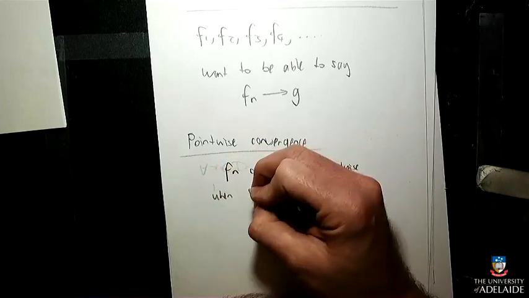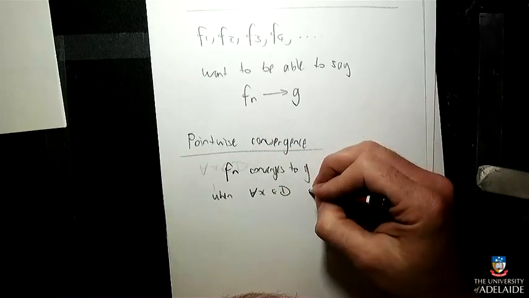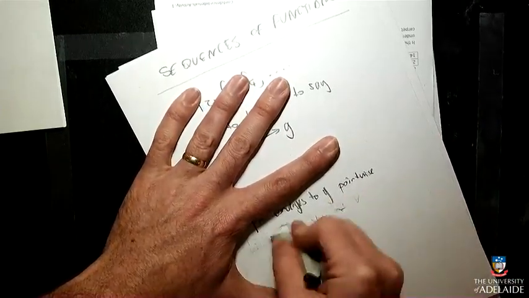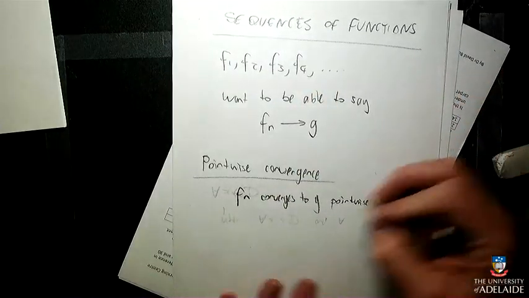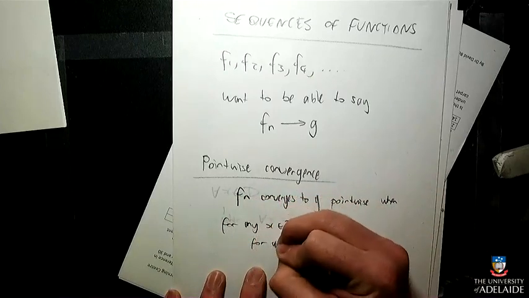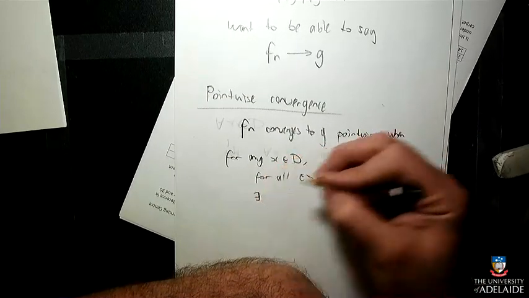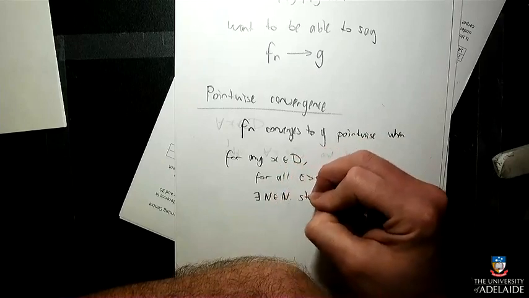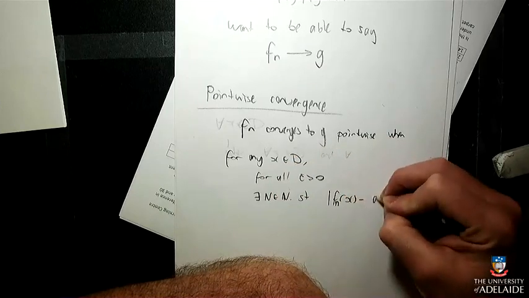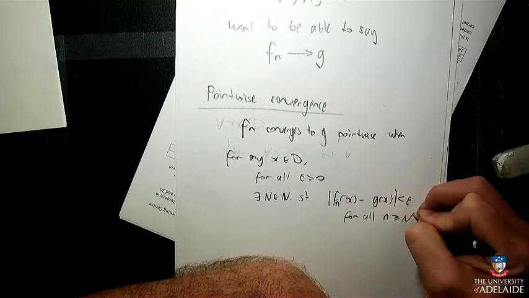When, for any x in D, for all epsilon greater than 0, there exists an n in N such that fn of x minus g of x is less than epsilon for all n greater than or equal to N.